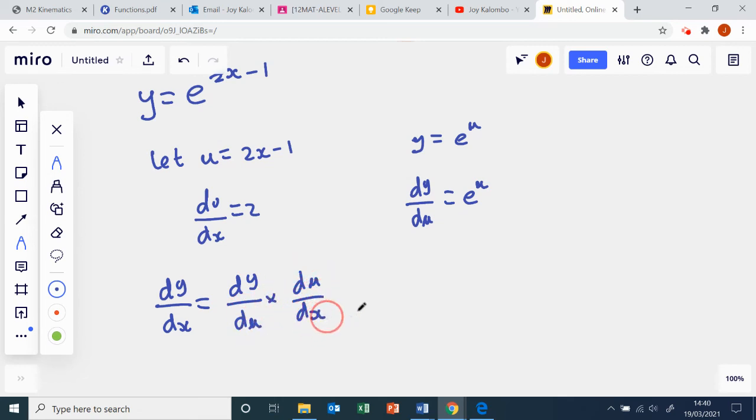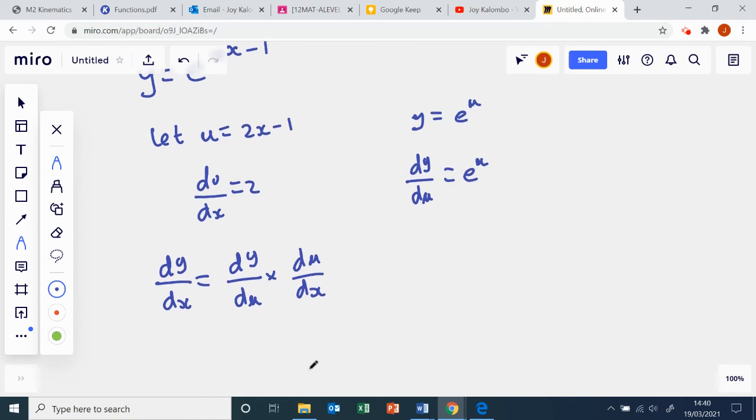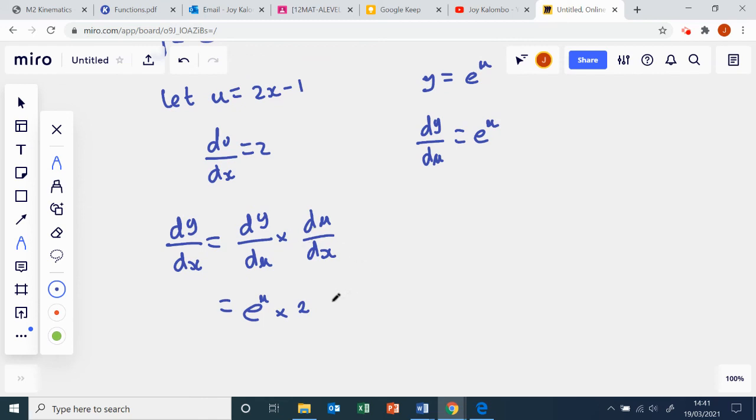And I always recommend writing out the rule, guys, every single time. So dy du is e to the power of u, and that's multiplied by du dx, which is equal to 2. So tidying that up, we have 2e to the u. That's just much nicer, right? It's nicer to look at. And u is equal to 2x minus 1, so we have 2e to the power of 2x minus 1. Okay, there we go, guys.